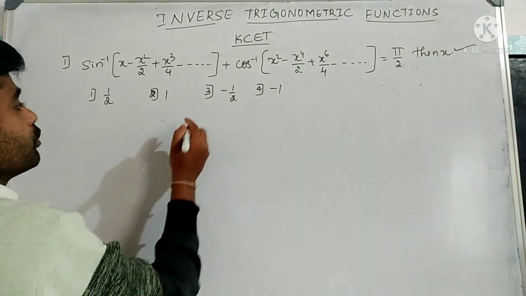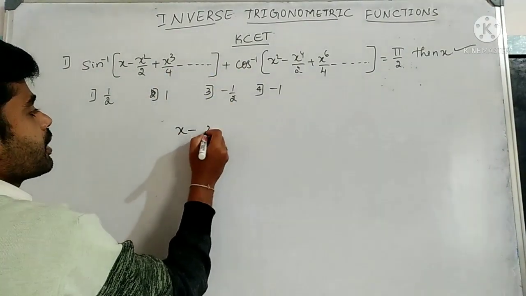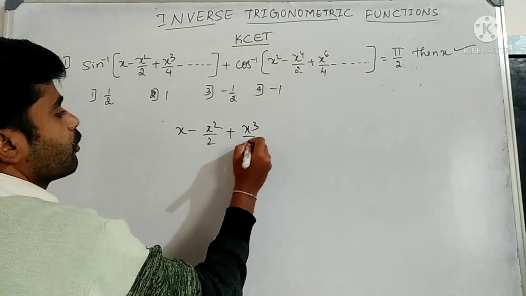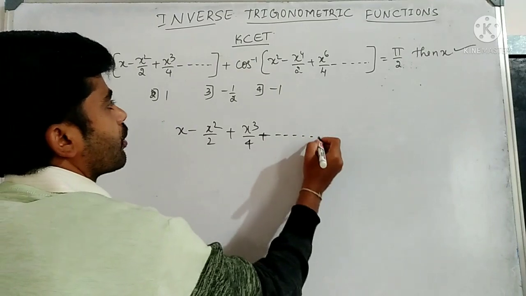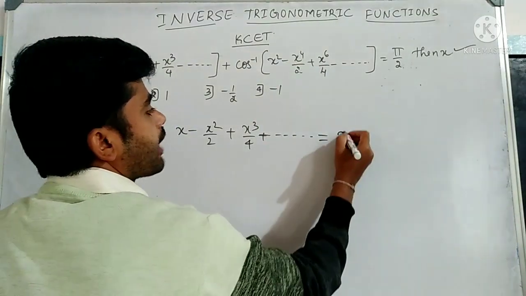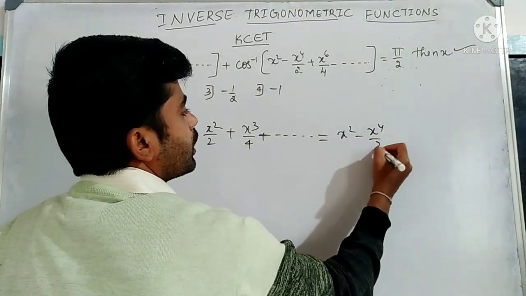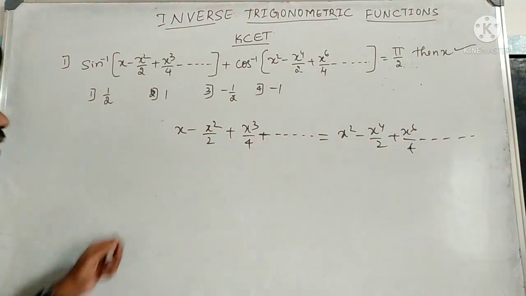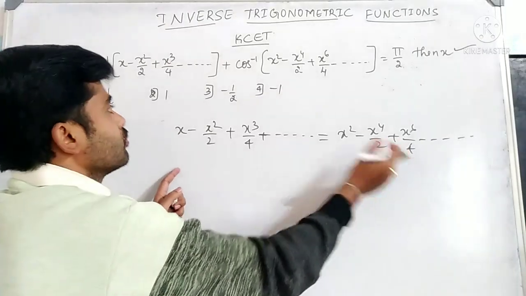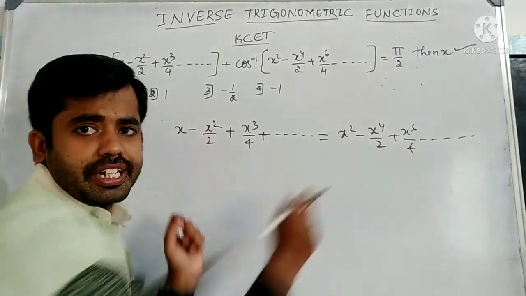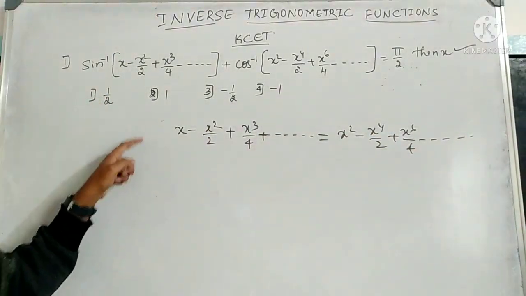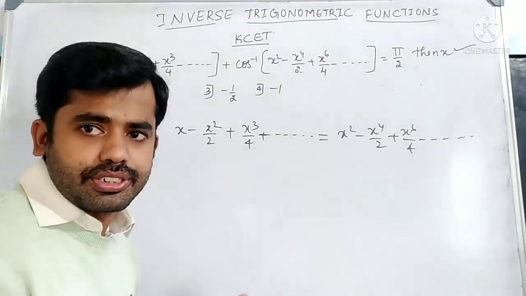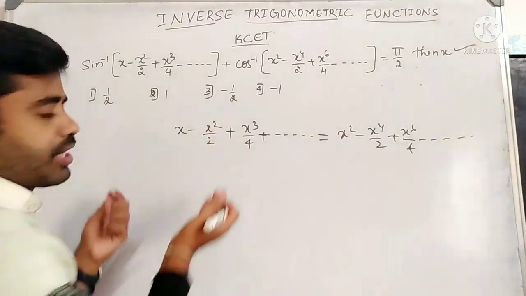Therefore, using that identity, I will write x minus x square by 2 plus x to the power of 3 by 4 minus and so on is equal to x square minus x to the power of 4 by 2 plus x to the power of 6 by 4 minus and so on. For what value of x are both equal? We have to verify 1, by 2, like this. It is better to take 1 first. Afterwards you can go for other values.